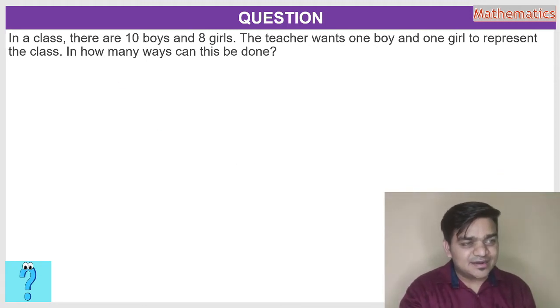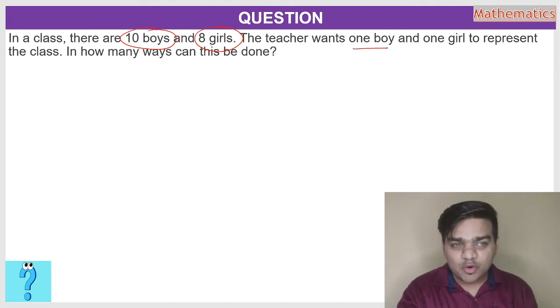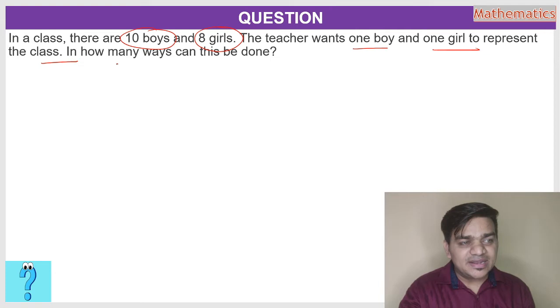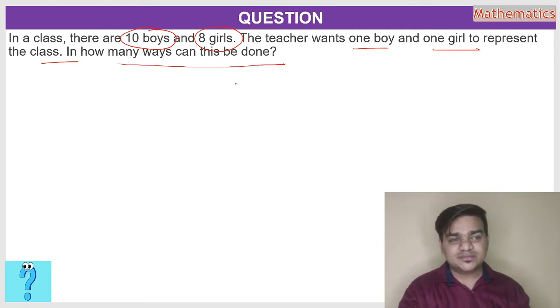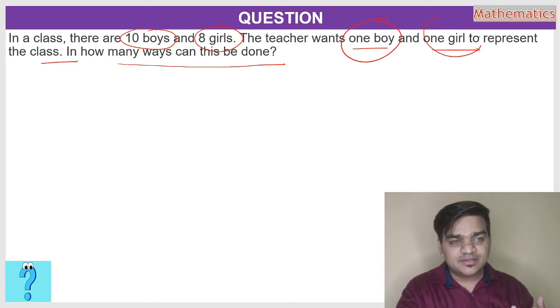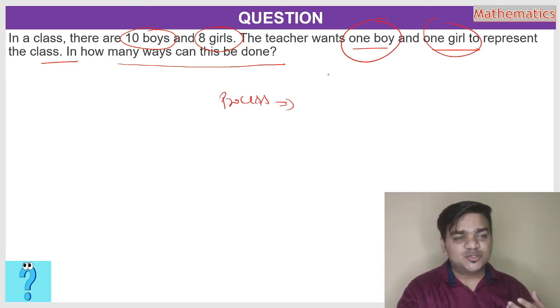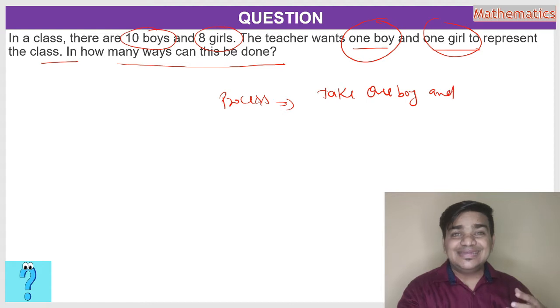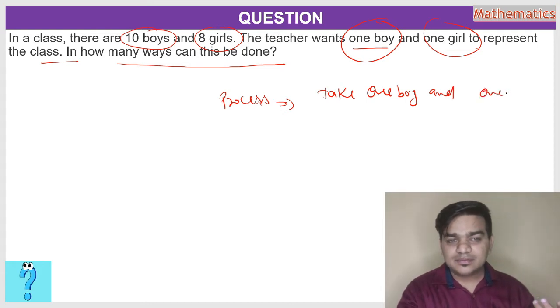In a class there are 10 boys and 8 girls. The teacher wants one boy and one girl to represent the class. In how many ways can this be done? Actually, what does the teacher want? One boy and one girl. So what is the process? We need to take one boy, and we need to take one girl.